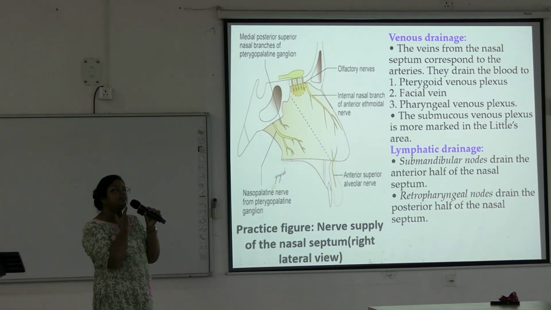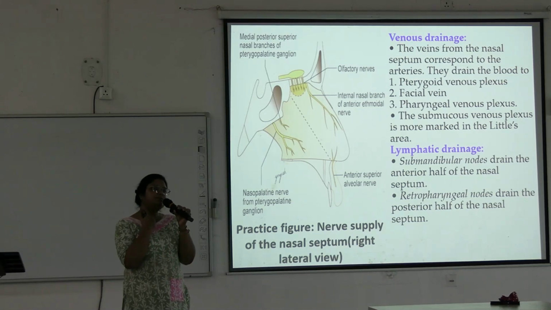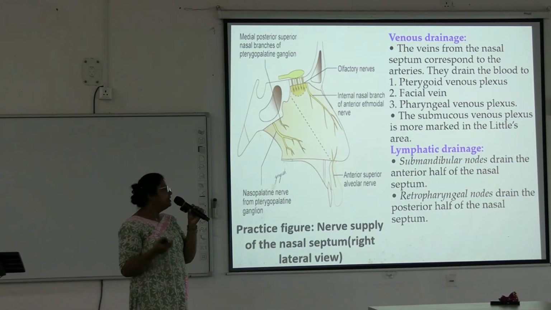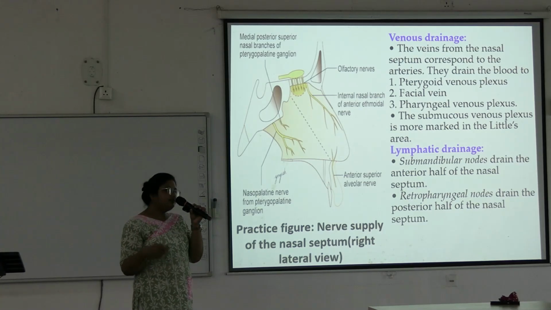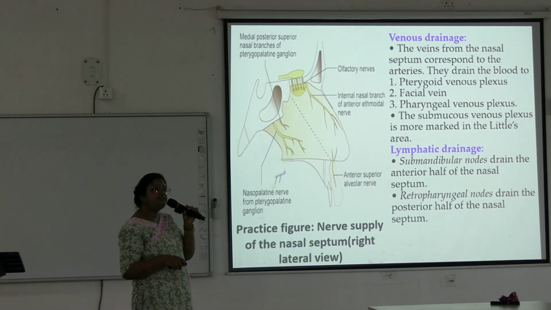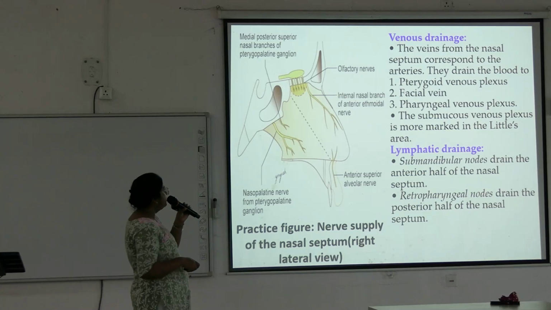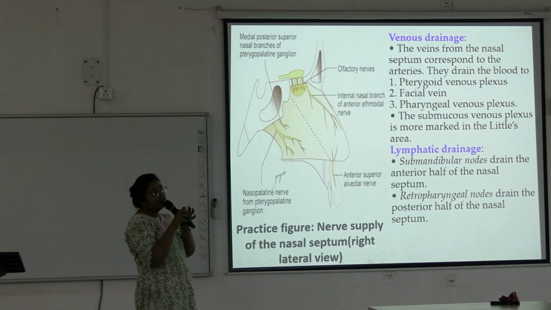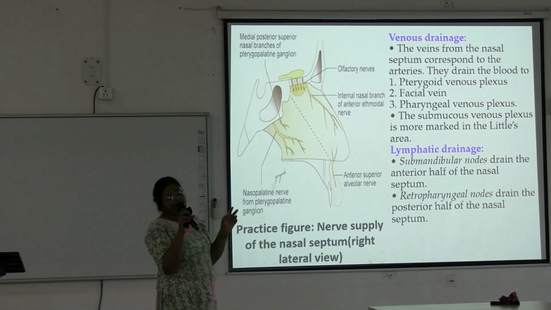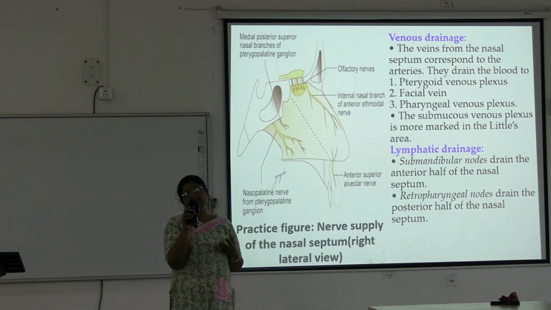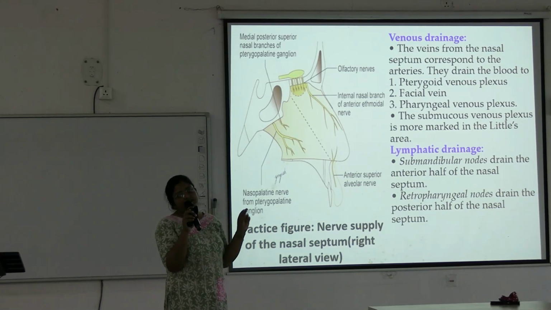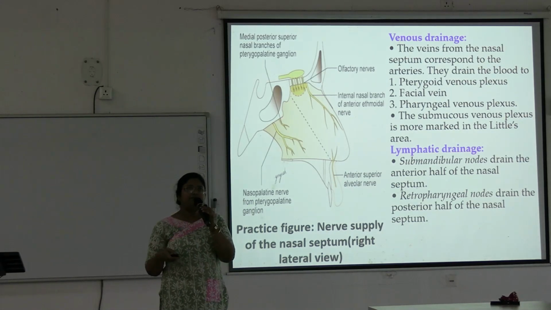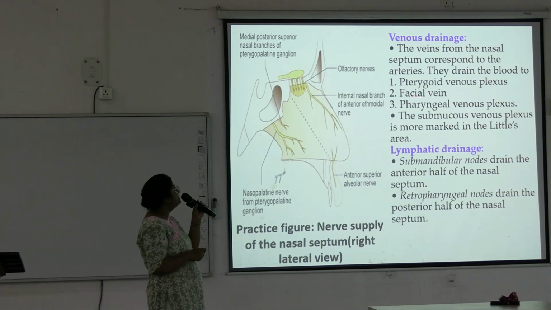So anteriorly lies the submandibular region, so the anterior half is drained by the submandibular nodes, and posteriorly it drains into the retropharyngeal nodes. And this drainage is important because in case of infection of the nasal septum or in nasal infection or injury, there is a chance of transmission of a blood clot into this drainage area.